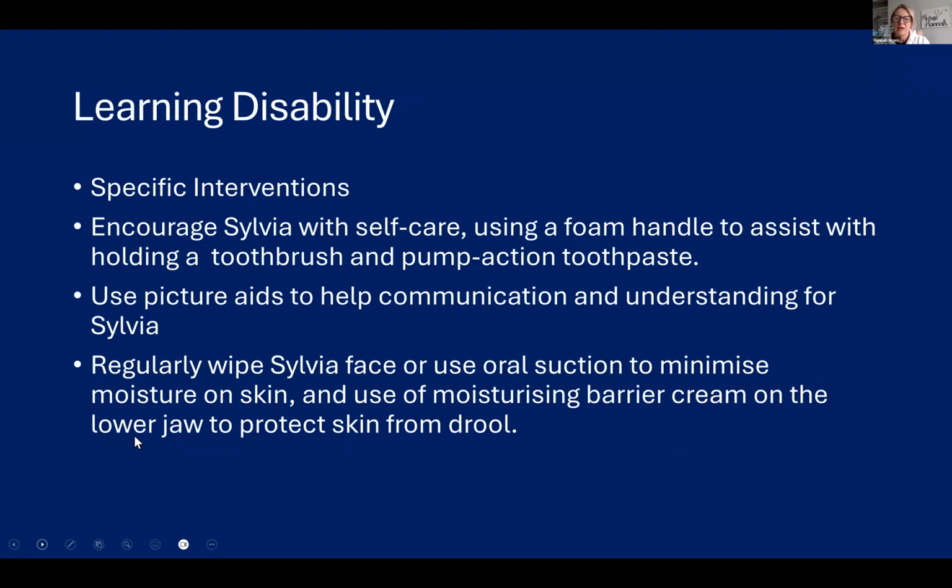Specific interventions, so we want to encourage self-care here and independence, think back to those core principles I talked about earlier. So using a foam handled toothbrush or a wide angled toothbrush or pump action toothpaste. We would also want to use communication aids, picture aids, easy read guides to support with her understanding and independence. And we want to regularly wipe Sylvia's face and use oral suction to minimise moisture on the skin and potentially put a barrier cream on.